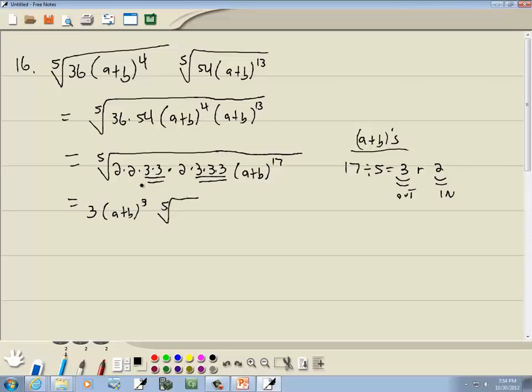And inside, we said we had the 2s remaining. 2 times 2 times 2 is 8. And we have 2 a plus b's. So we got a plus b to the second power. And that's our answer.